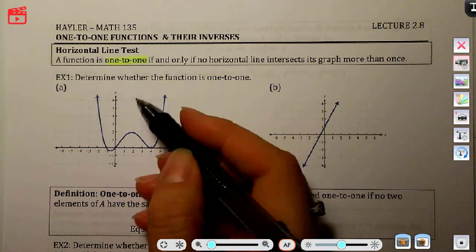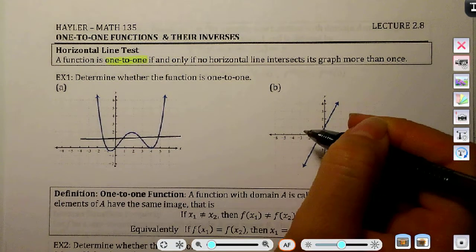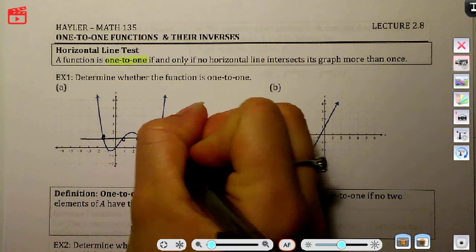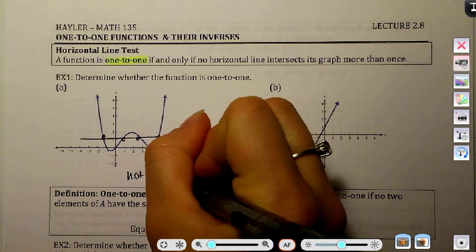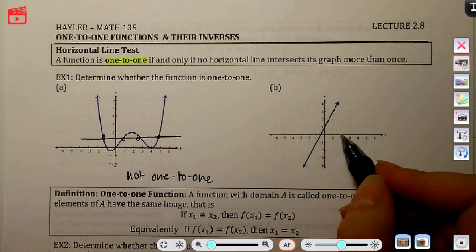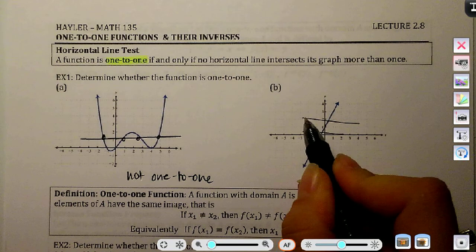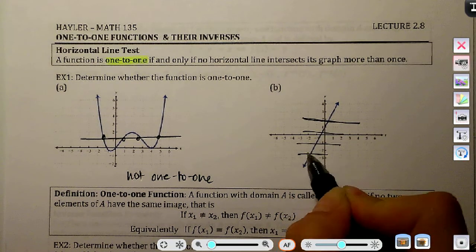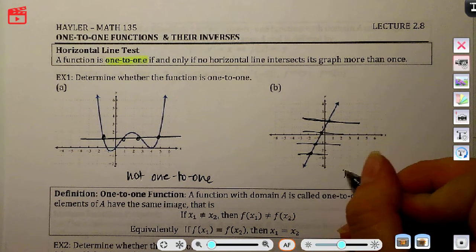So let's take a look at A. If I pass a horizontal line through this graph, does it touch more than once? Well, yes, it touches 1, 2, 3, 4 times. So this is not one-to-one. How about this one? Well, I can actually check multiple places. That's supposed to be a horizontal line. Did not come out quite that way. But it only passes once. So this is one-to-one.